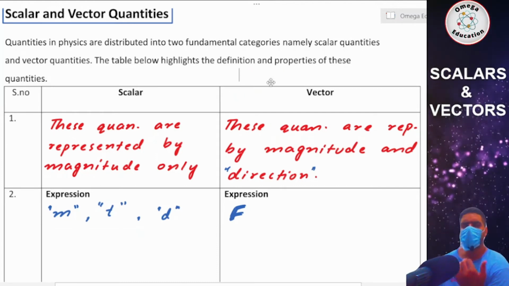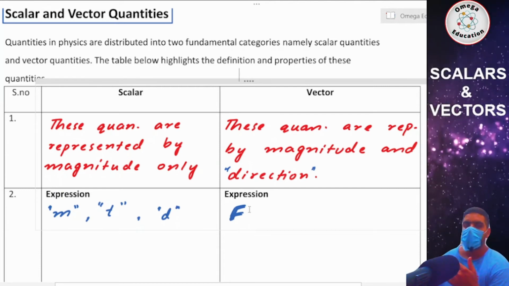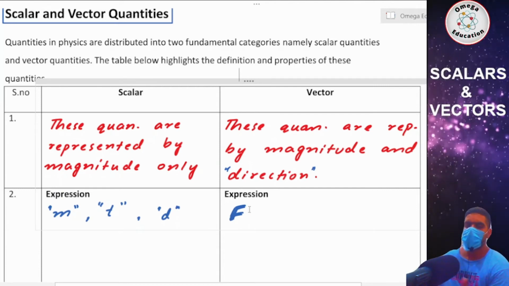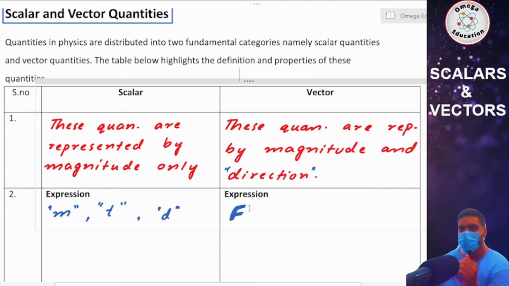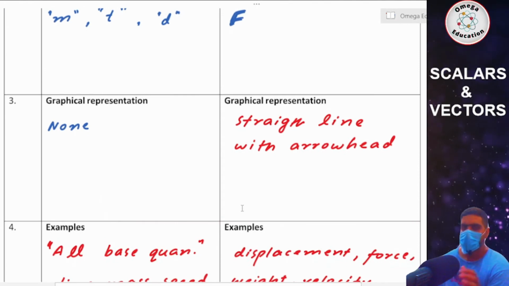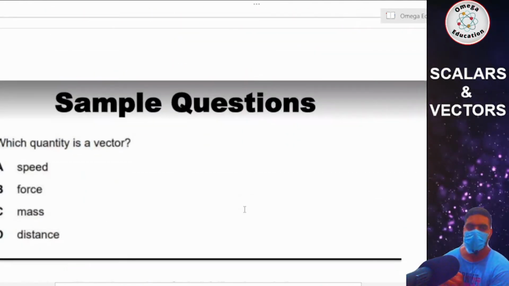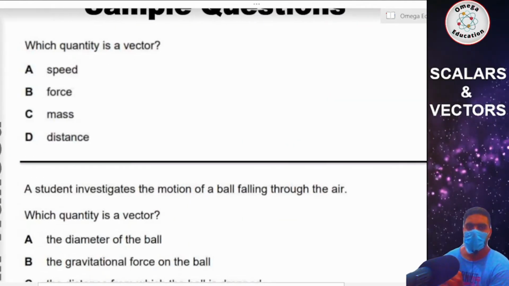So this is one way of memorizing. Another way you can memorize it as well, but this is a thing that is on your end. The faster you memorize the examples, the better it is for you. Moving on to some of the sample questions.